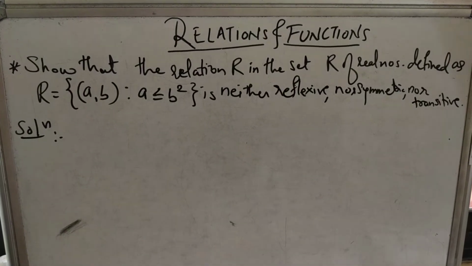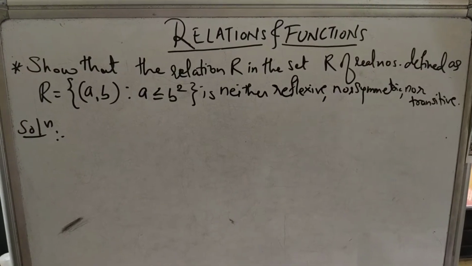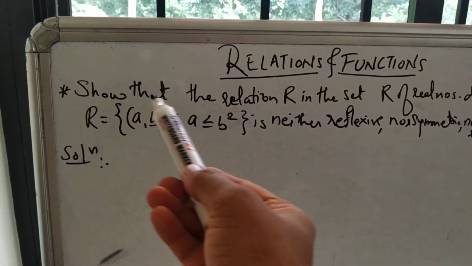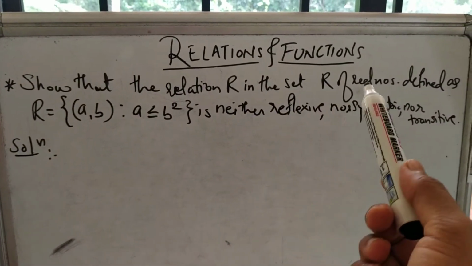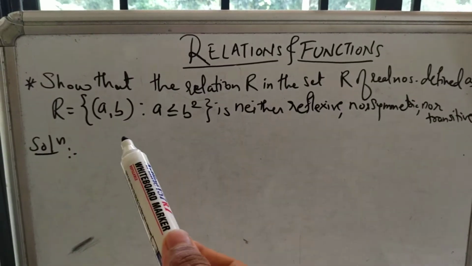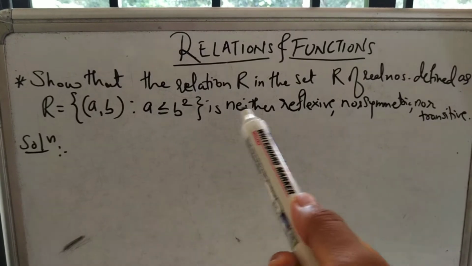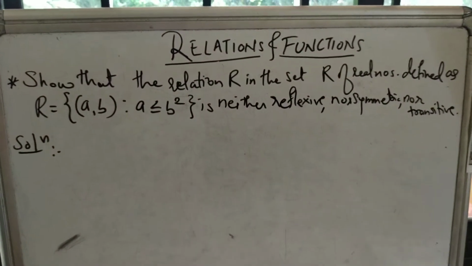Hello students, let us consider another example. Show that the relation R in the set R of real numbers, defined as R equals {(a, b): a ≤ b²}, is neither reflexive, nor symmetric, nor transitive.